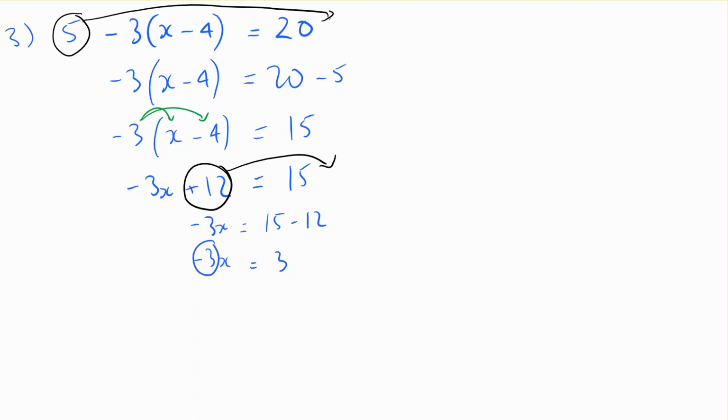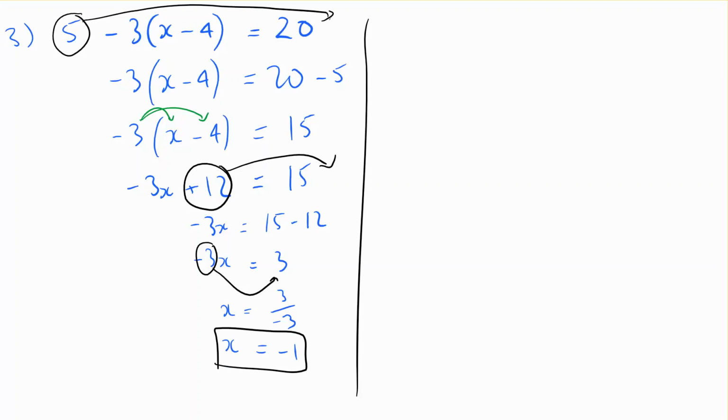Here, this is a times. Oops, I'll use a different color. This is a times, so let's divide it. x equals 3 over negative 3. x equals negative 1. And that is the correct answer.